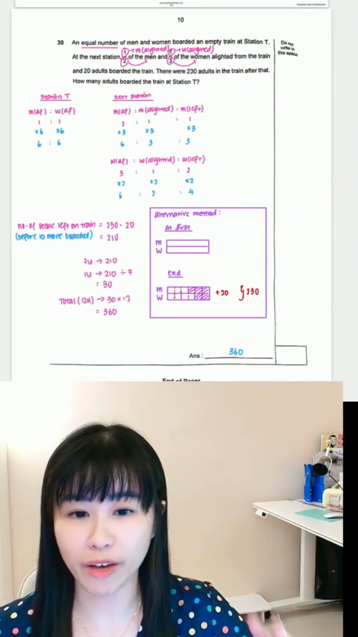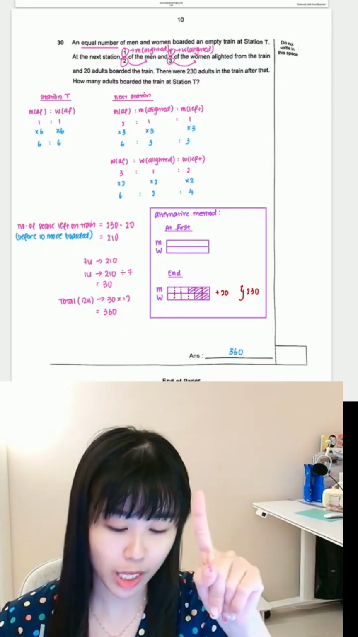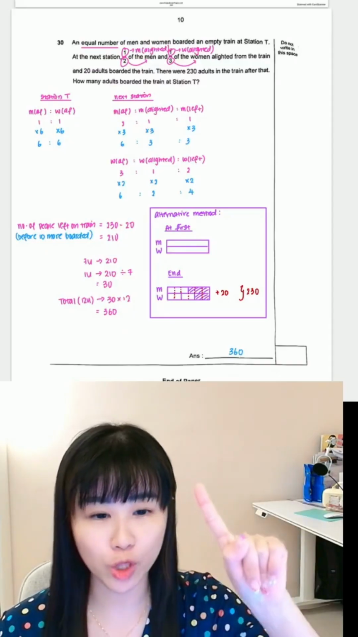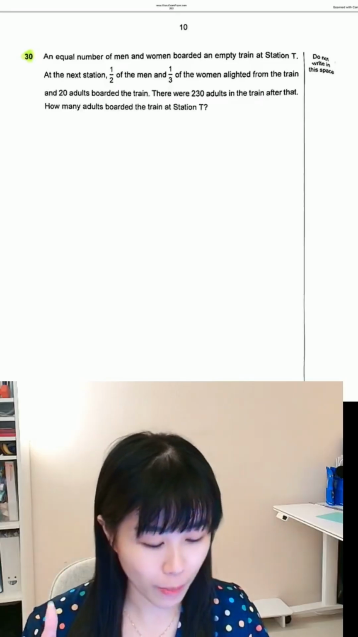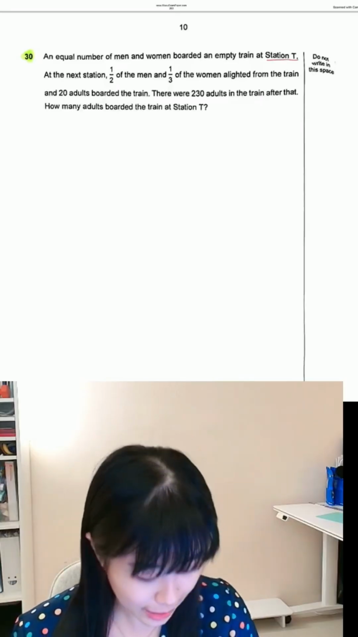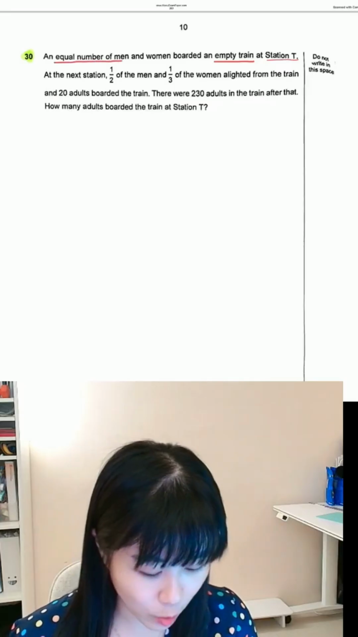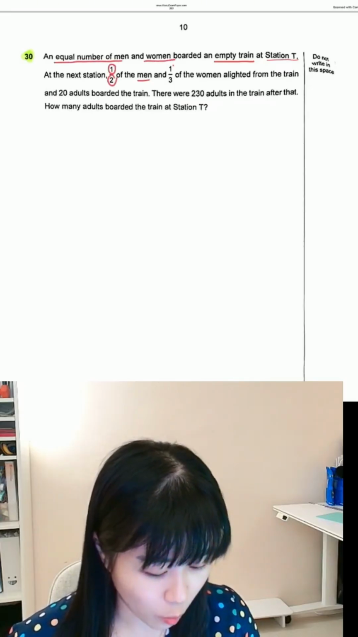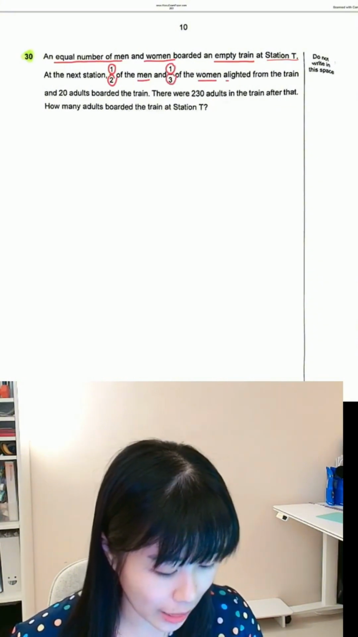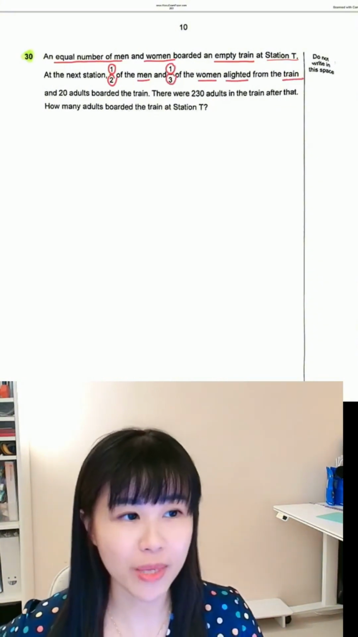Question 30, we have 2 ways of doing. First way, we can use ratio. The second way, we can use a model. Let me use ratio. An equal number of men and women boarded an empty train at station T. So empty train. Bear in mind, equal number. At the next station, 1 out of 2 of the men and 1 out of 3 of the women alighted from the train. If you ask me, use ratio.